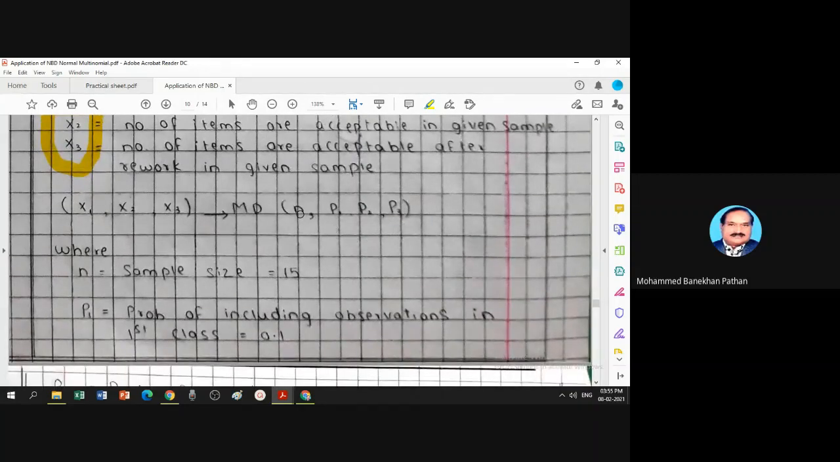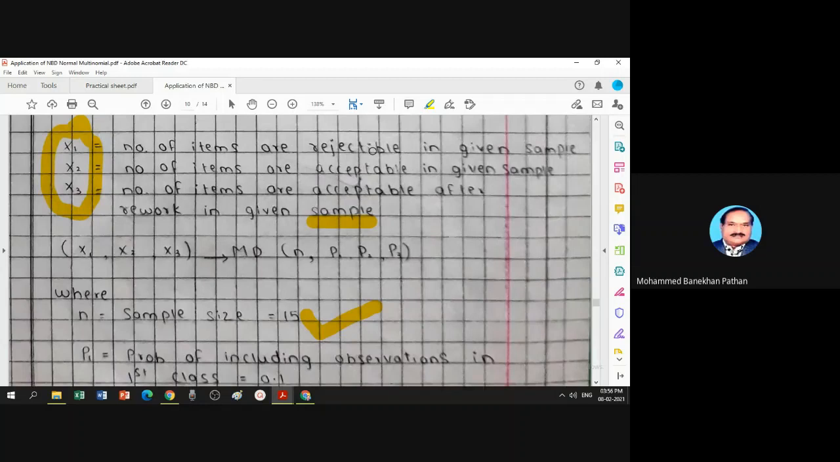What is n? n is the number of items under study. Here, how many items in the sample? That is small n. The question says 15 items are under inspection. So small n is 15. What are P1, P2, P3? These are the probabilities of an item having such characteristics. Rejectable, with how much probability? Acceptable with how much probability? And acceptable with rework, how much probability?